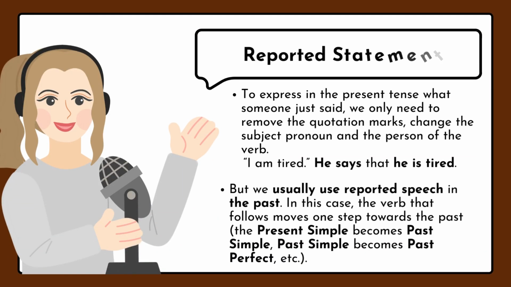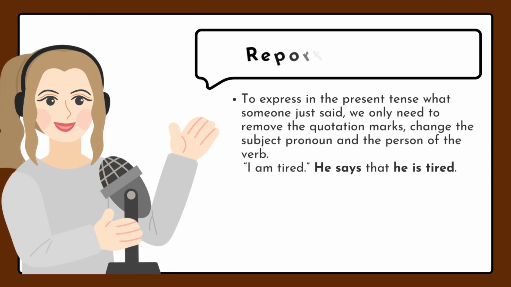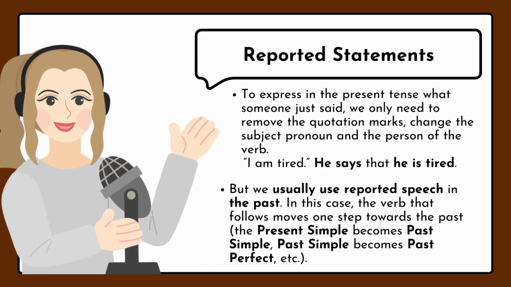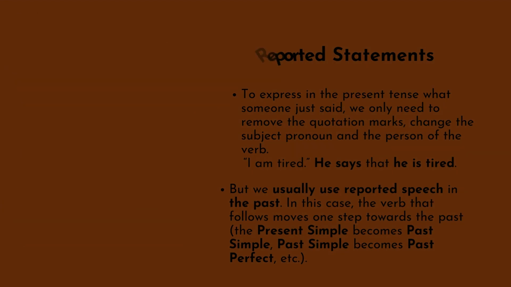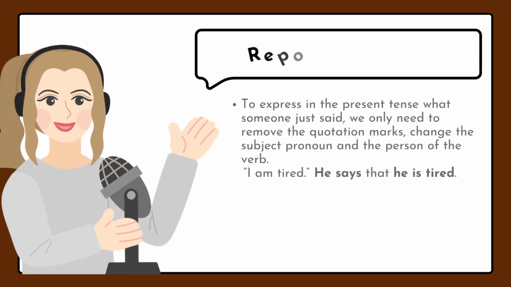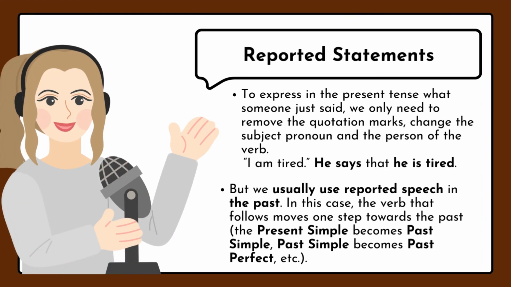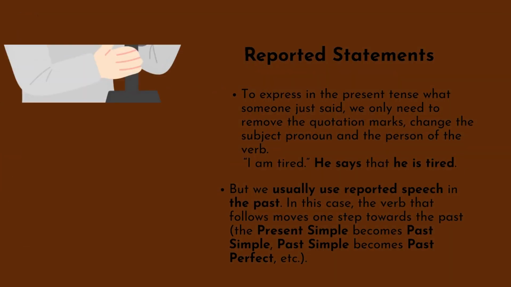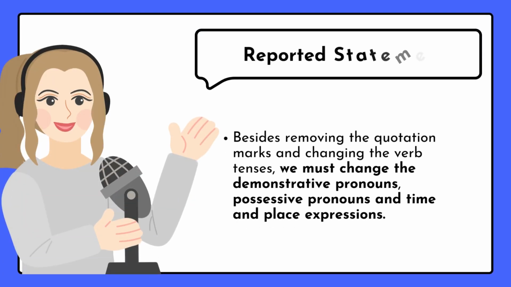Reported statements. To express in the present tense what someone just said, we only need to remove the quotation marks, change the subject pronoun and the person of the verb. I am tired. He says that he is tired. But we usually use reported speech in the past. In this case, the verb that follows moves one step towards the past: the present simple becomes past simple, past simple becomes past perfect, etc.